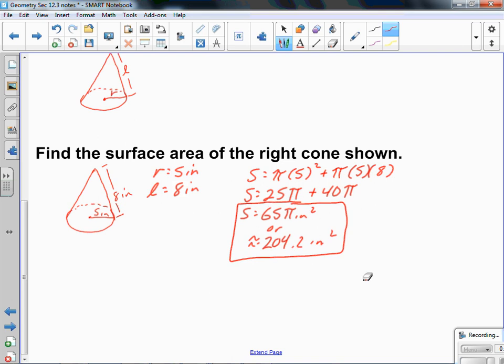So that's surface area of cones and pyramids.